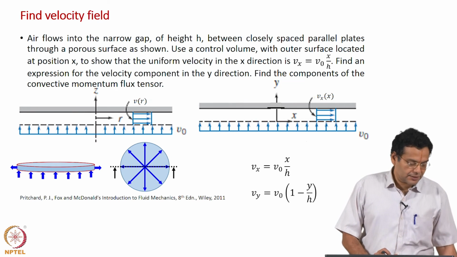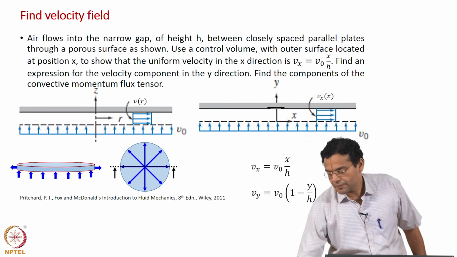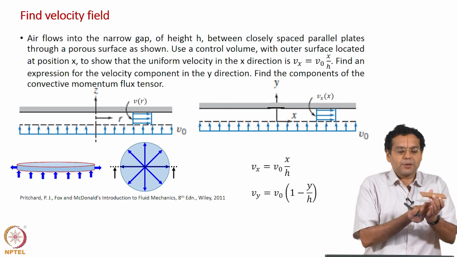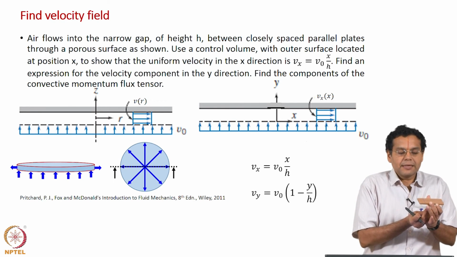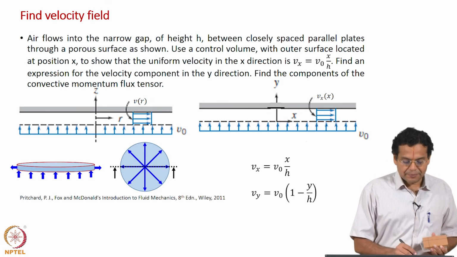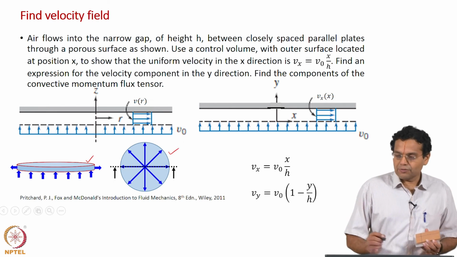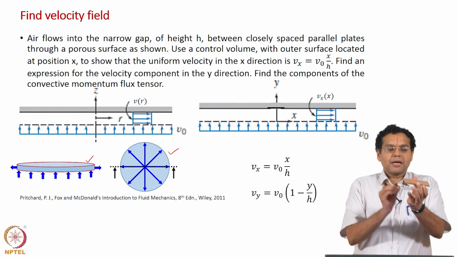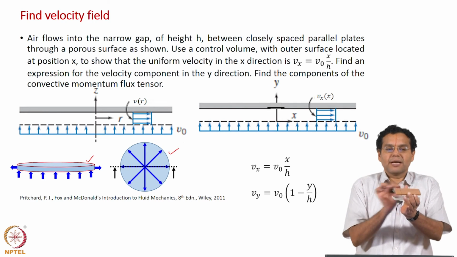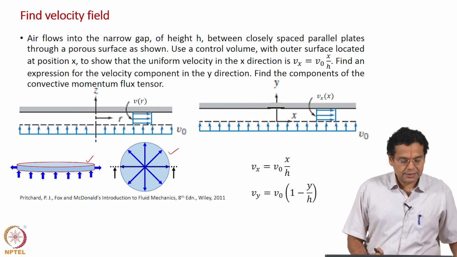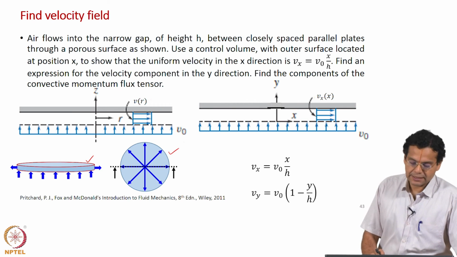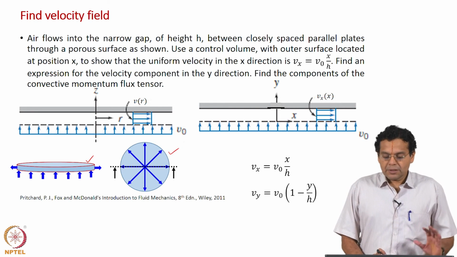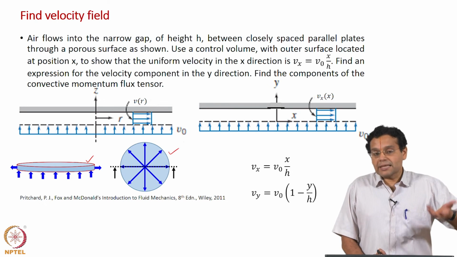The geometry of this example is that you have 2 closely spaced parallel plates, and the bottom plate is porous, and you have air entering this, and it goes radially. That is what is shown here. It is a radial flow, but we analyze the problem using Cartesian coordinates. So, you have 2 plates and flow entering in this direction and flowing in these 2 directions. Quickly let us read. Air flows into the narrow gap of height h between closely spaced parallel plates through a porous surface as shown. In this example we used both the integral balance and the differential mass balance.